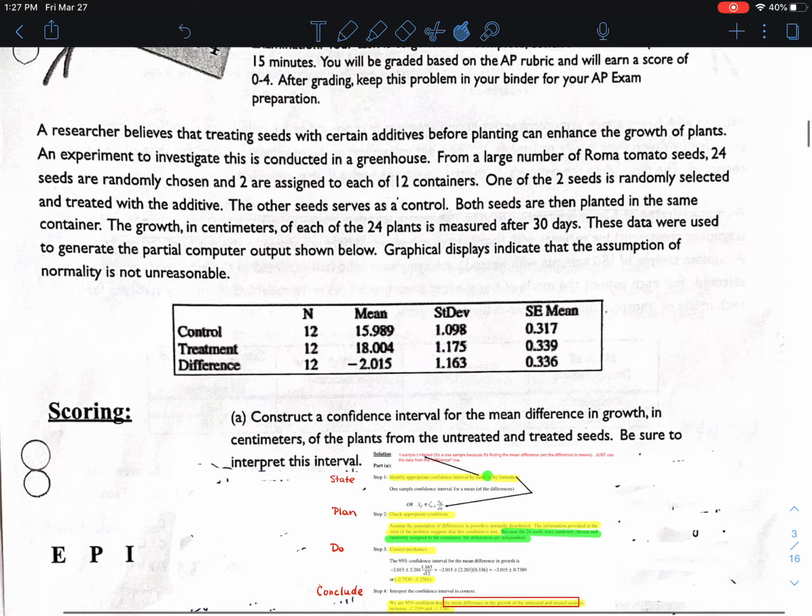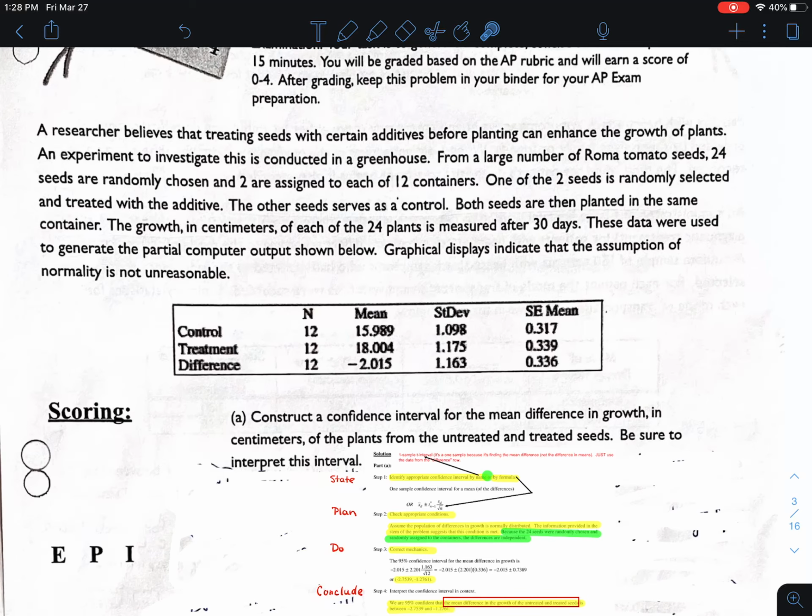Okay. All right, on this one, this is talking about a researcher. He believes that treating seeds with certain additives before planting can enhance the growth of plants. An experiment to investigate this is conducted in a greenhouse. From a large number of Roma tomato seeds, 24 seeds are randomly chosen and 2 are assigned to each of 12 containers. One of the 2 seeds is randomly selected and treated with the additive. The other serves as a control.